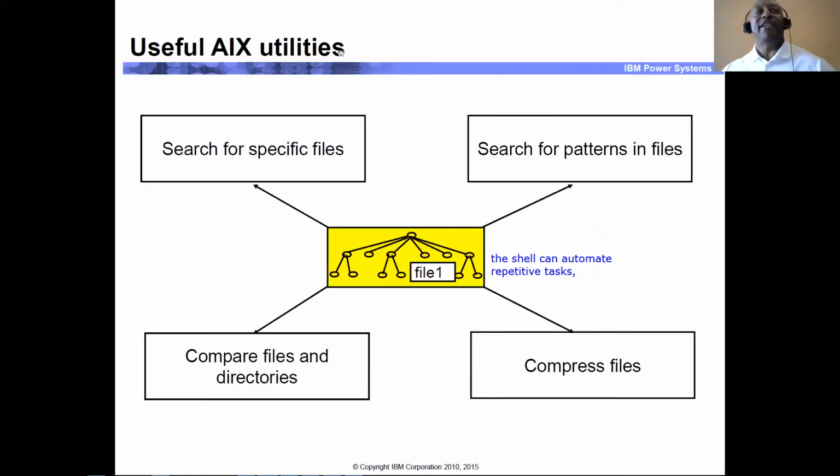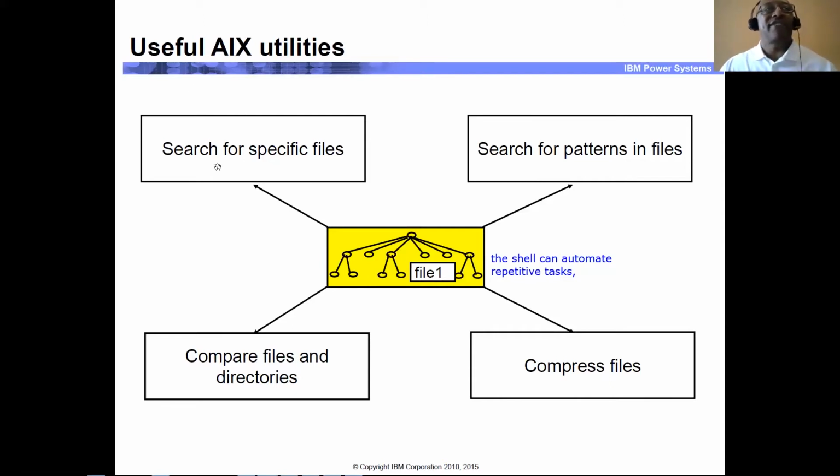Now we're looking at useful AIX utilities. Because I don't have page numbers, I do have figure numbers. This is figure number 1-4, I think. Is that true? I think it's more like 1-8. Actually, it's figure 1-7.